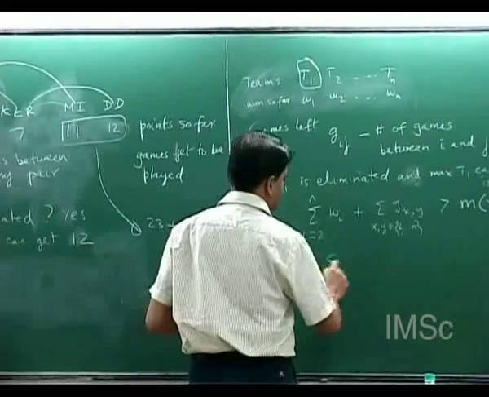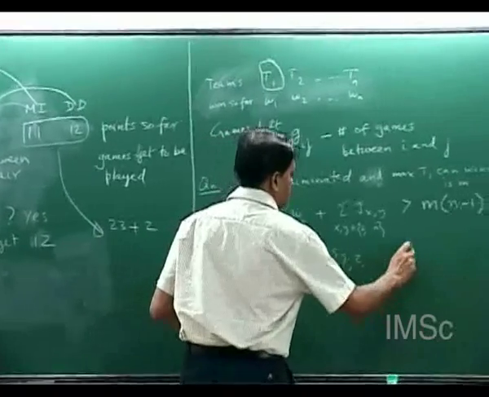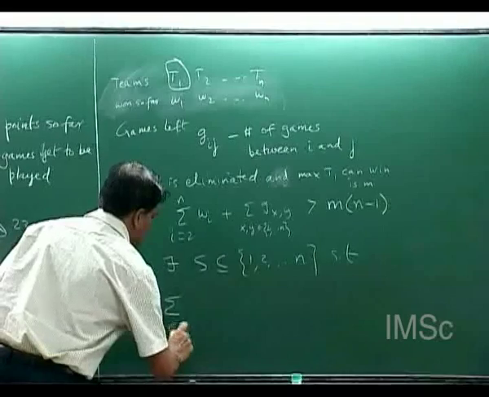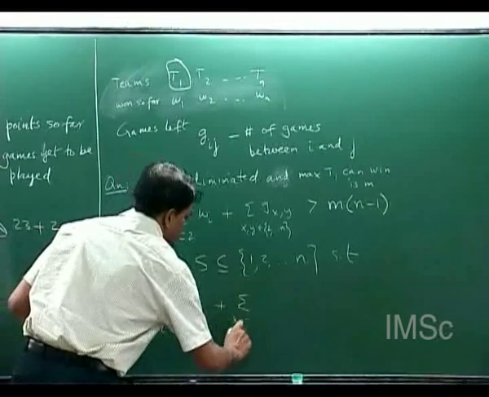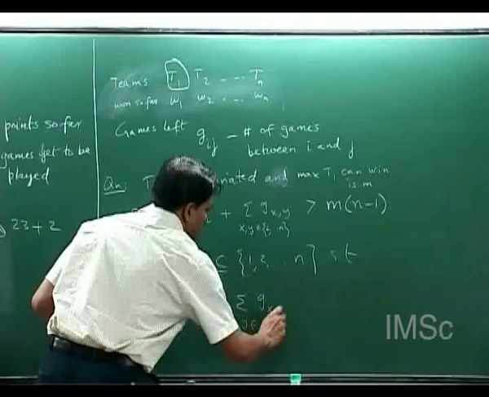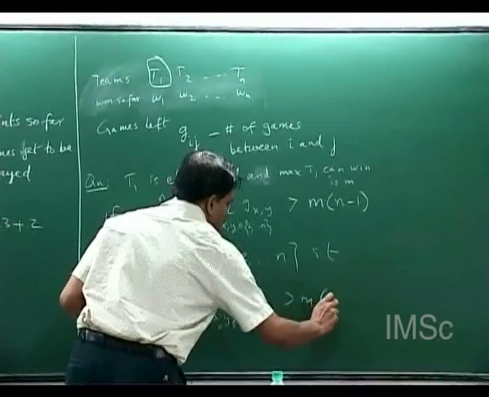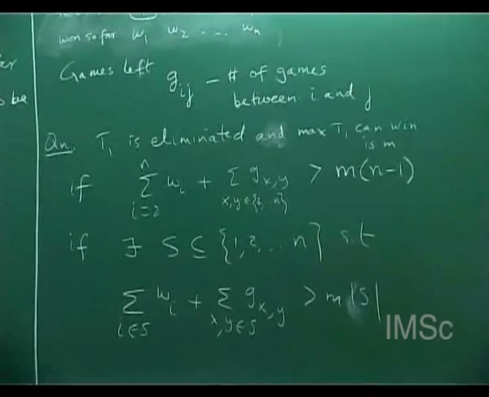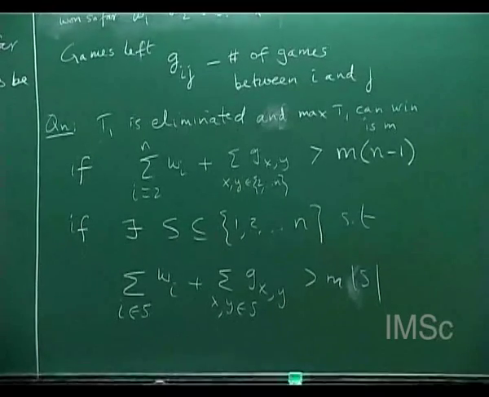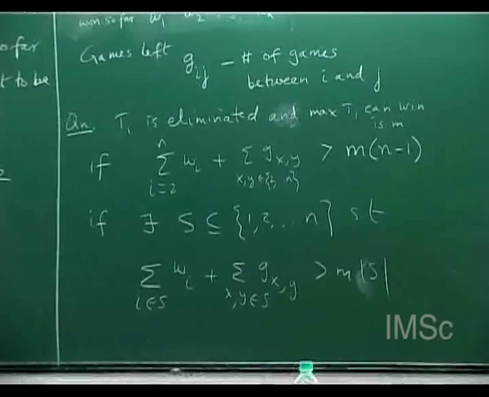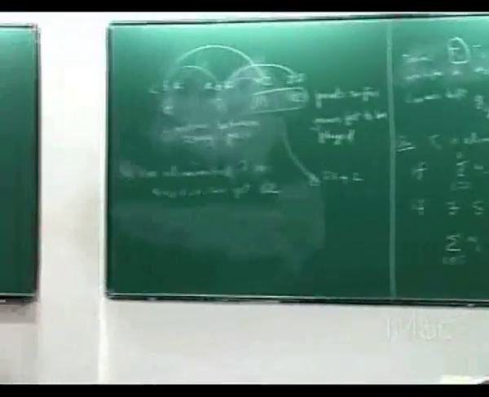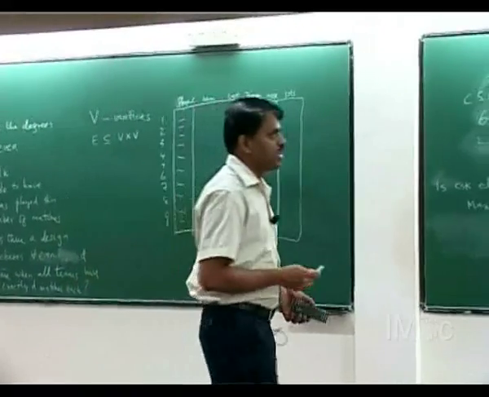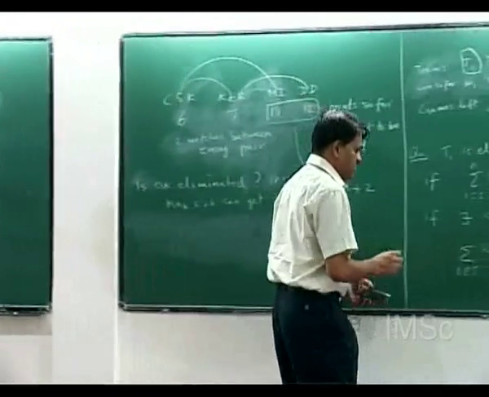There exists a subset S contained in 1 to n such that summation i in S Wi plus summation xy in S gxy is greater than m times cardinality of S. Now the next question is, is this sufficient? Here are some situations where we see that your favorite team is eliminated. The next question is, is this sufficient? And it turns out it is. So we are going to prove this.